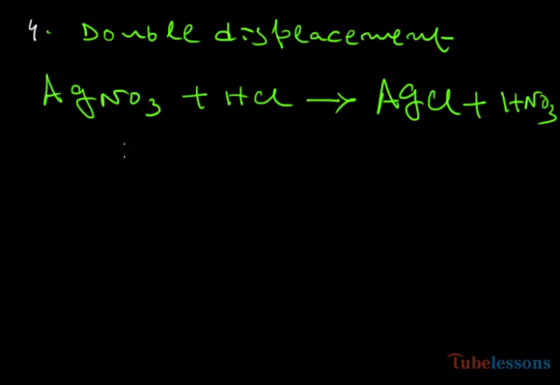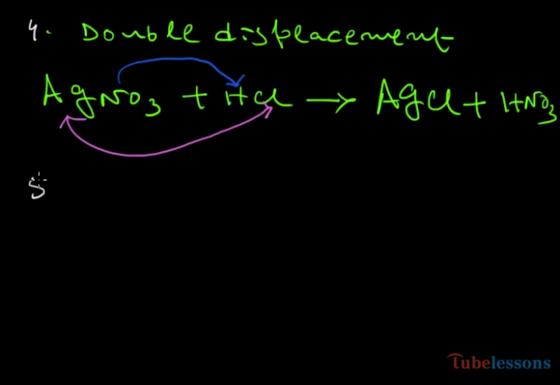In this reaction, the cation of silver nitrate, that is Ag, combines with the anion of HCl and AgCl is formed. Whereas the anion of nitrate, from AgNO3, reacts with the cation of HCl to form HNO3. So here two different displacements occur in a particular chemical reaction, and hence it is called a double displacement reaction.